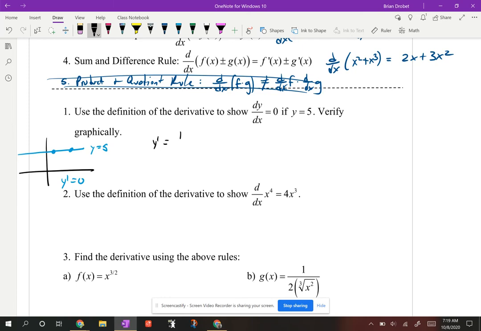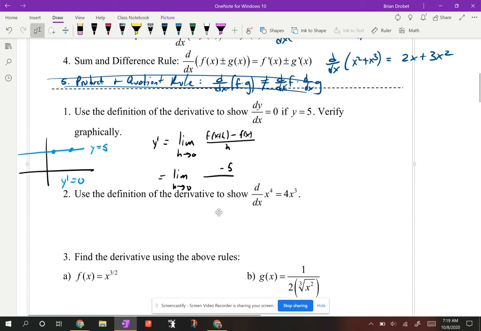y prime is the limit as h approaches 0 of f of x plus h minus f of x, all over h. In this case, that is the limit as h approaches 0 of... Now, f of x is just 5, but so is f of x plus h. It doesn't matter what x value you're at, you're always at a height of 5. So this is the limit as h approaches 0 of 0 over h.